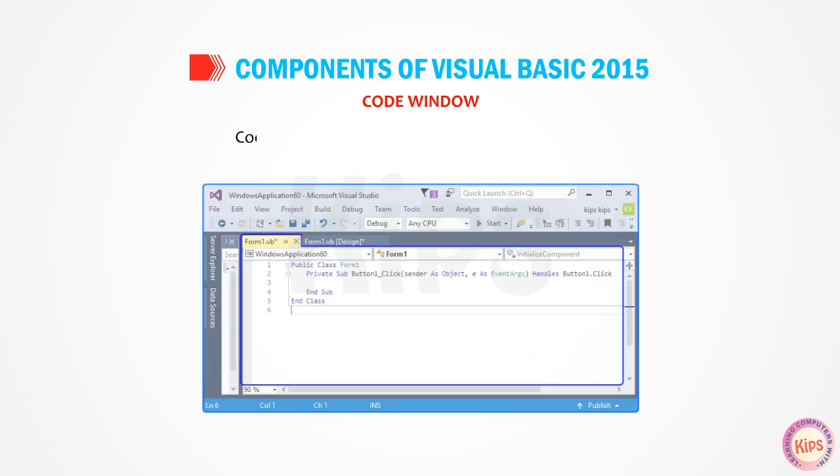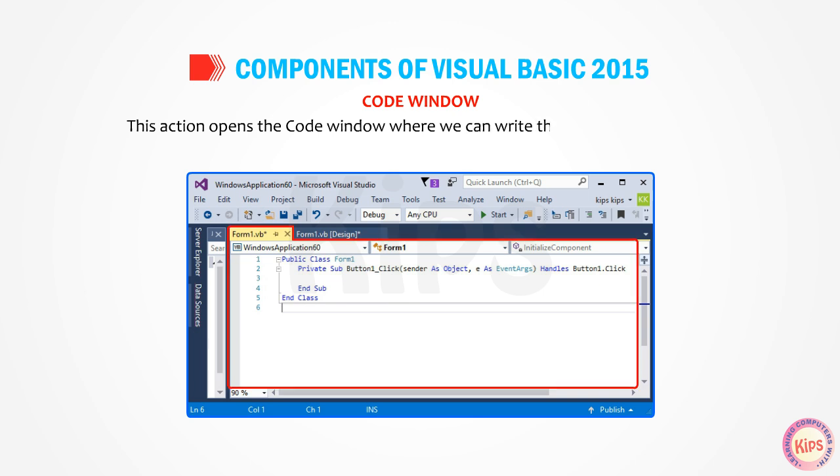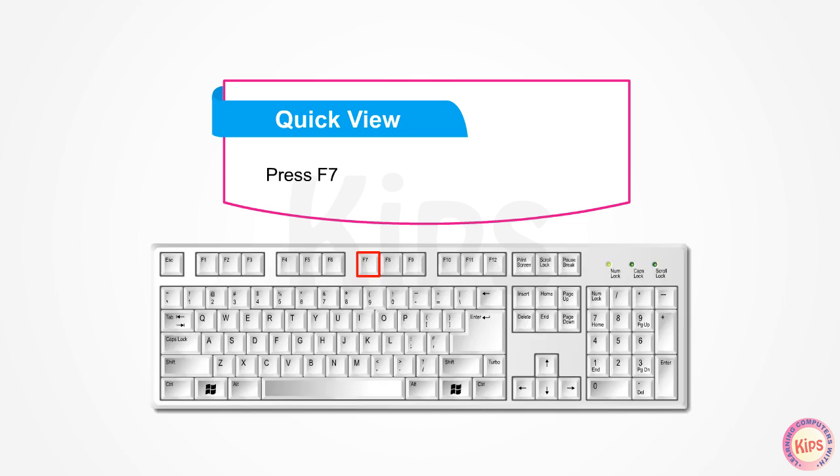Code window. Code window is used to write codes for any object. To write codes, double-click the object on the form. This action opens the code window where we can write the required Visual Basic statements. Okay, let us take a quick view. Press the F7 key to open the code window.